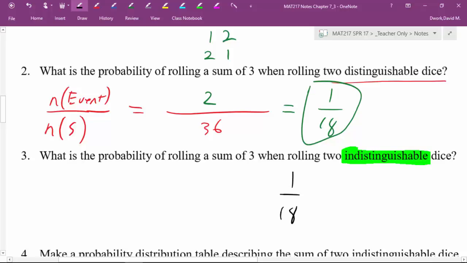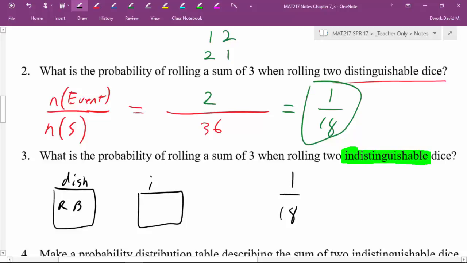I'm not doing any work. Why am I doing any work? Because it's common sense. All right, and this is why I say it's common sense. Think about it this way. You walk up to one table in Las Vegas, you walk up to another table in Las Vegas, and they say to you, this one has distinguishable dice, so you can tell this one has a red die and a blue die. This table has indistinguishable dice.